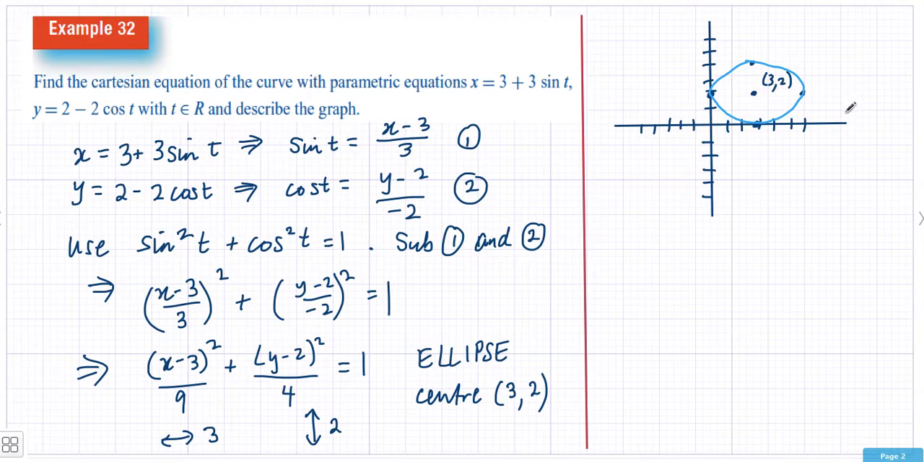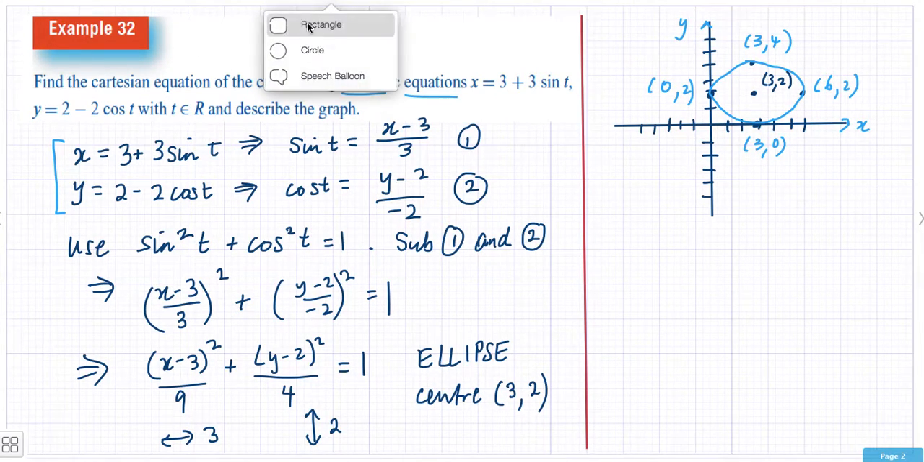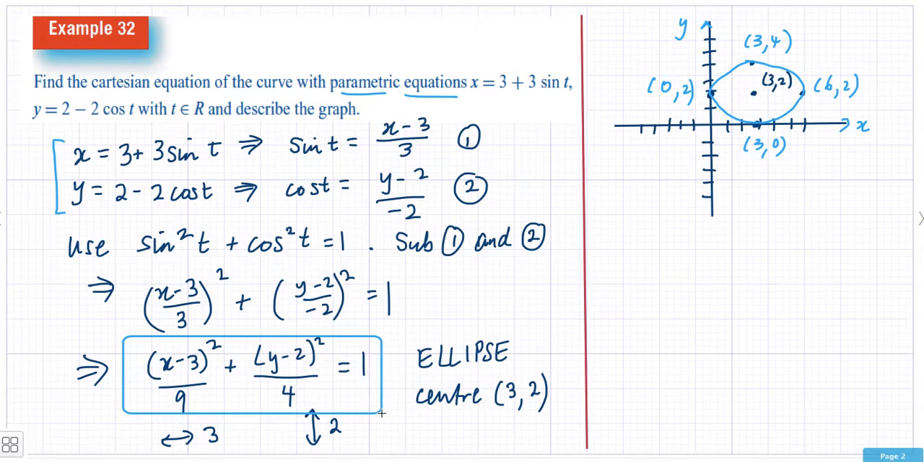So with this ellipse, if we label everything nice and quick, we've got adding 2 in each direction here. This is going to be 3, 4. This is going to be 3, 0. Adding 3 in this direction, we're going to be up at 6, 2. Taking 3, we're going to be at 0, 2. So this is our ellipse. You can see we've got our center, we've got our shape, and we've got all of that by using these parametric equations. Remember, these two equations here are the parametric equations, and we've converted them into this format here, and this format in the box is our Cartesian format.